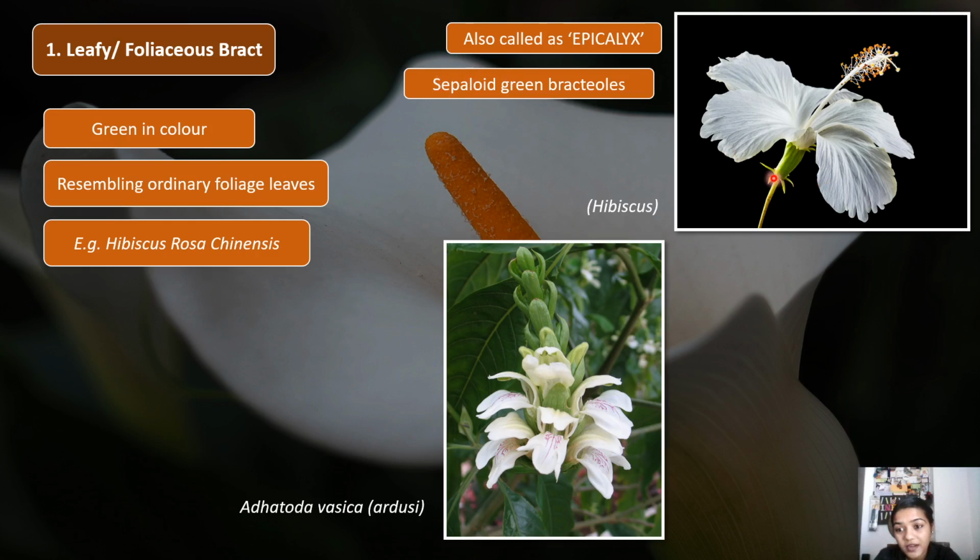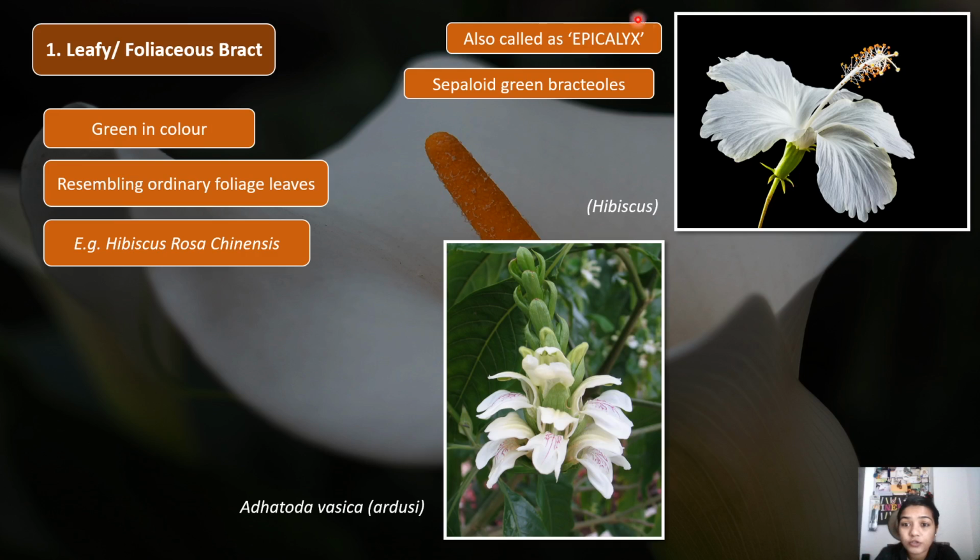सो अगर आप देखो तो ये ब्रैक्टियोल्स के जैसे दिखते हैं. This looks like bracteoles, very small, but these are sepaloid and green. Sepaloid means these are like sepals. They have an appearance like sepal, the calyx, right? And these are green in color, right? Since these are green in color, these have been included in the category of leafy and foliaceous bract.